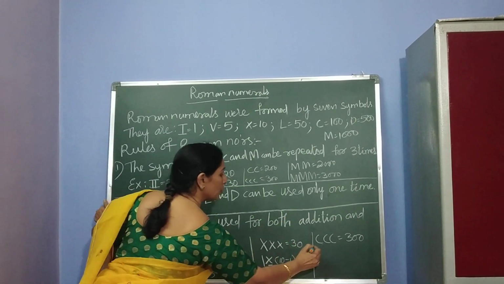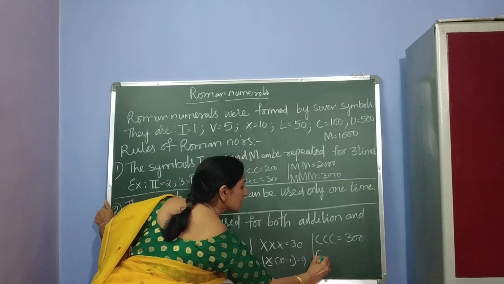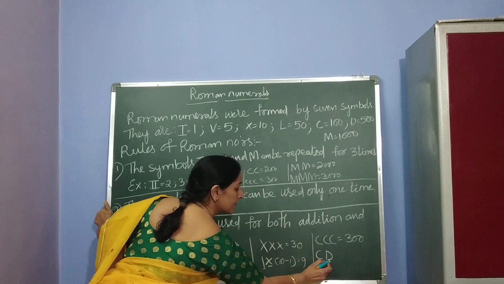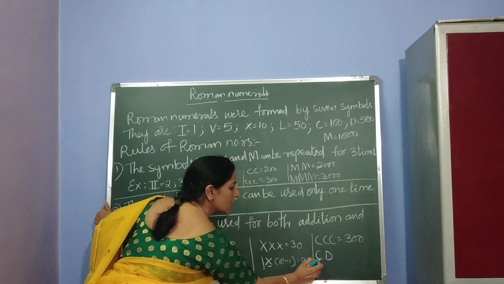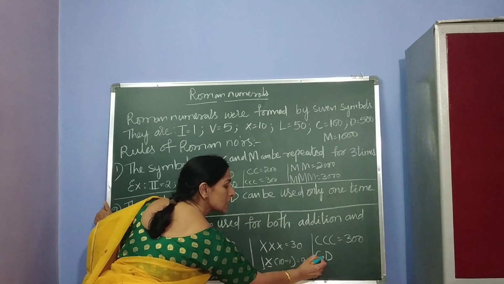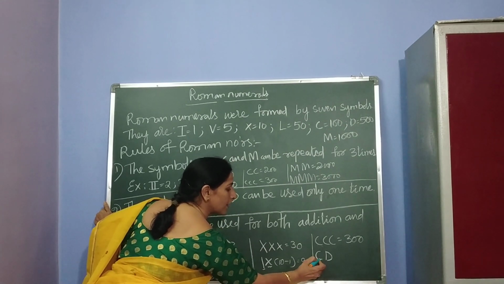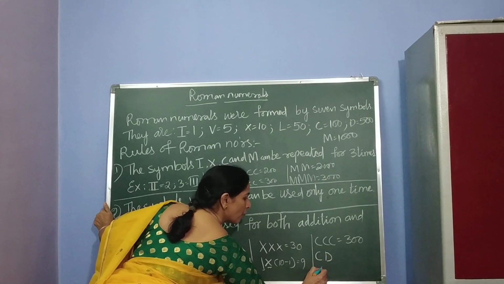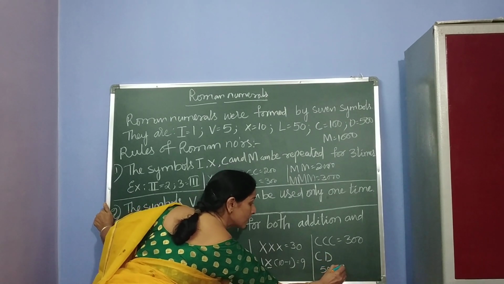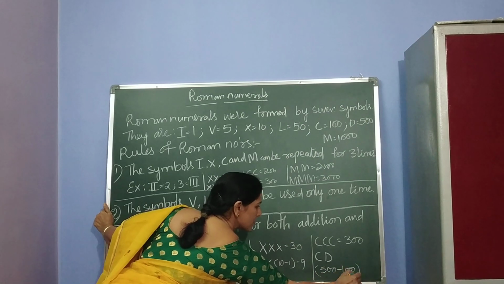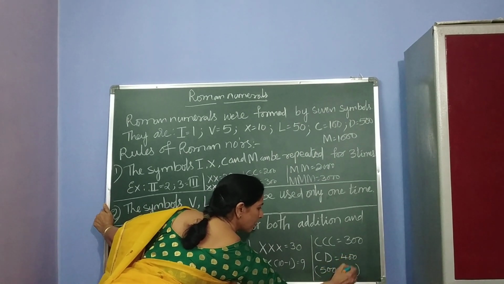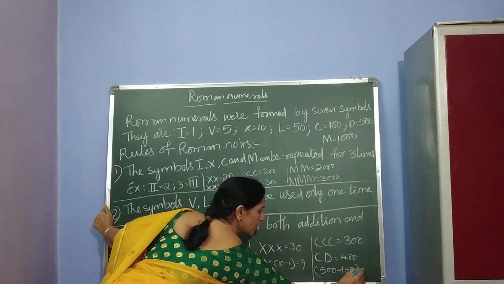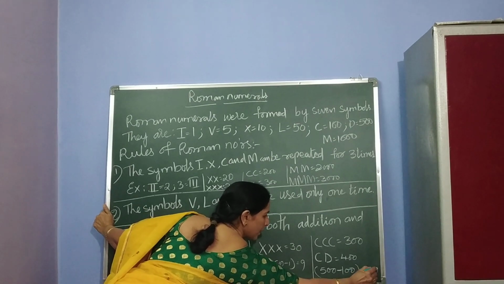So here we write C, D. D stands for 500, C stands for 100. The smaller value is written to the left of the greater value. So what is the meaning of this? 500 minus 100. What does it give, children? It means 400. 500 minus 100 gives 400.